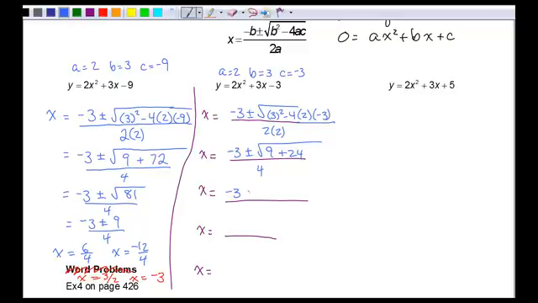So that leaves us negative 3 plus or minus the square root of 9 plus 24, which is 33, over 4. And then we can't really do anything with that root of 33. We can't break it down at all. So we just plug it into our calculator and we get two values. We get negative 3 plus root 33 over 4, which is equal to 0.686. And we get negative 3 minus root 33 over 4, which is equal to negative 2.186.